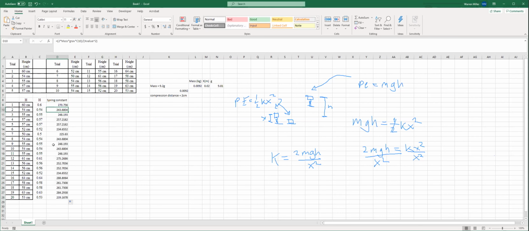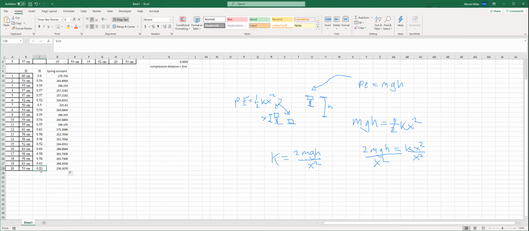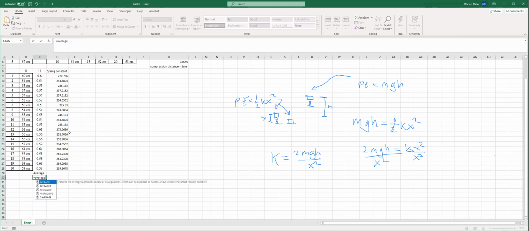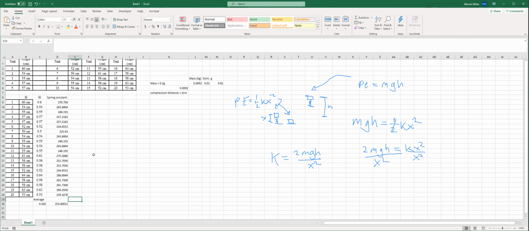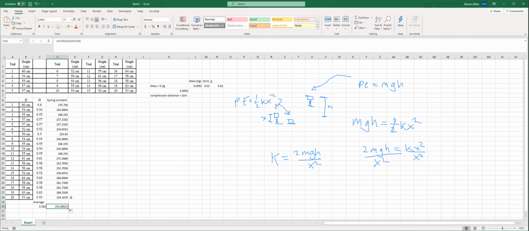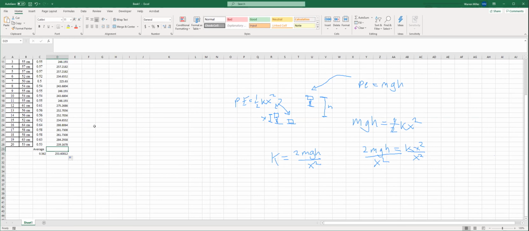Double click, and for each one of these trials now I can get the whole spring constant, right? So now I could find the average. This equals the average. Here's the average height. And I can do that also for this column over here. And there we go. We got the average spring constant, right? Now that doesn't give me the standard deviation.